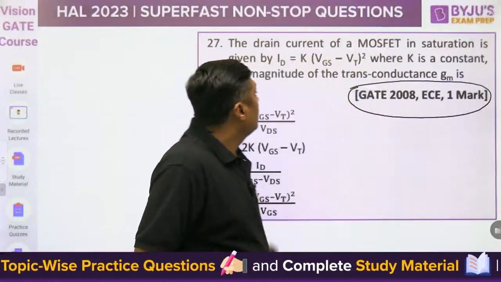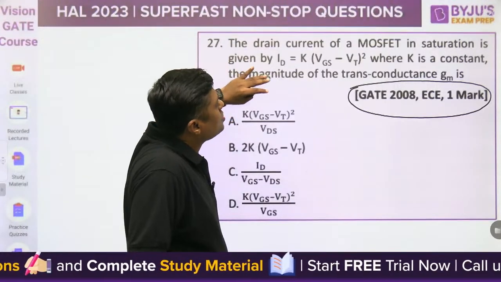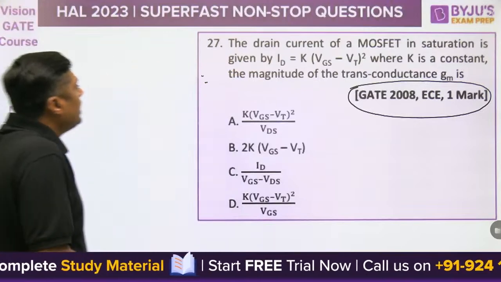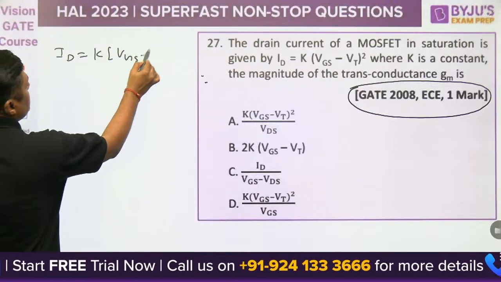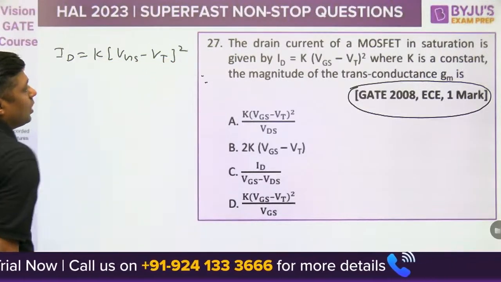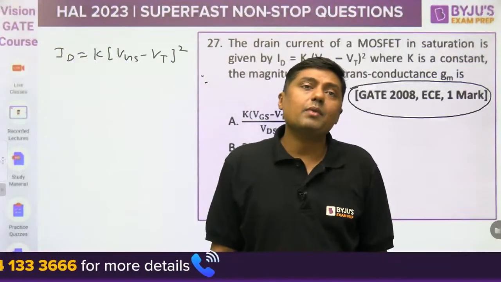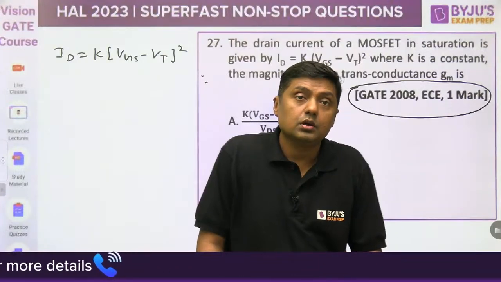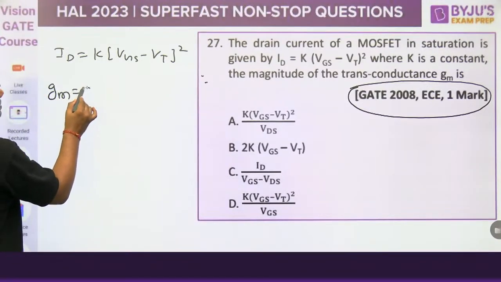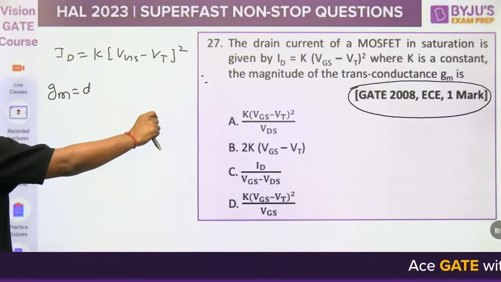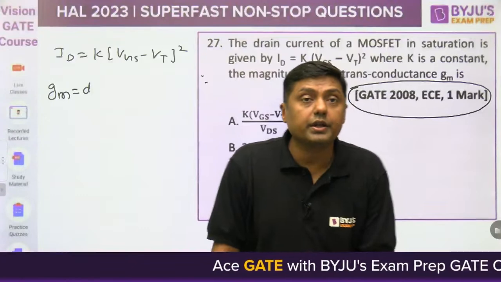Tell me. The drain current of a MOSFET in saturation is given by K times (VGS minus VT) the whole square, where K is a constant. What is the magnitude of the transconductance GM? In the saturation region, which formula is correct? Give me the answer: A, B, C or D.